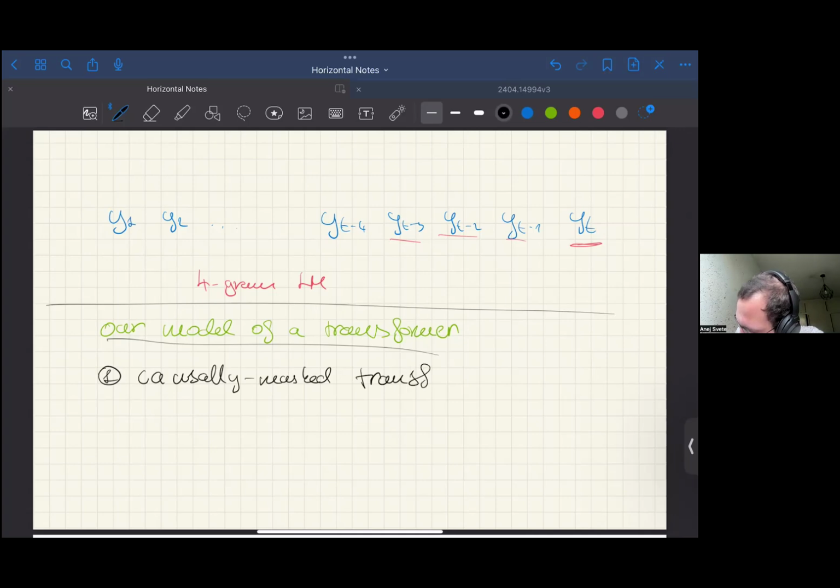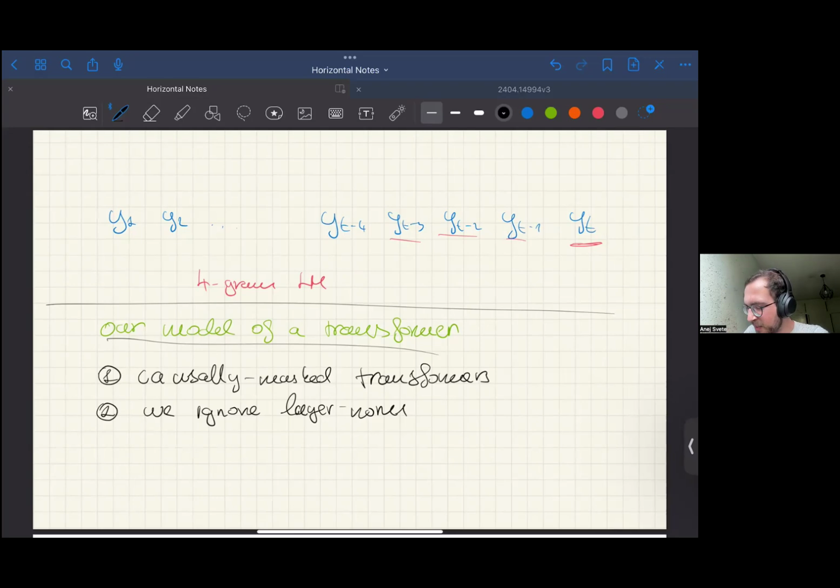Transformers. And well, we ignore layer norm. It was just inconvenient to deal with, and we're kind of interested in lower bounds anyways. And while layer norm has been linked to increasing transformers' representational expressivities, we ignore it here. We do have residual connections. We do have all of that.